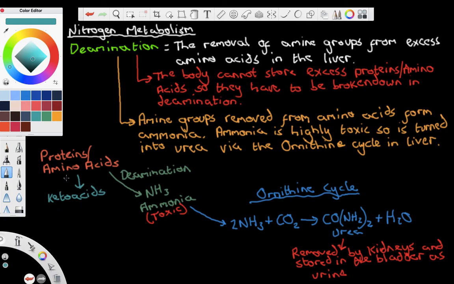Now, these keto acids from excess proteins and amino acids can be used in respiration, but they can also be converted into carbohydrates and fats.